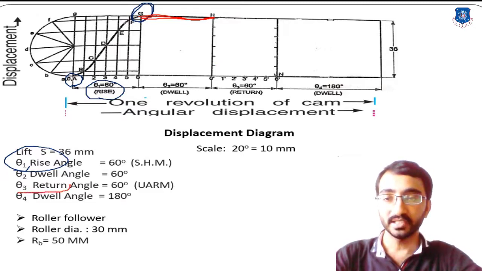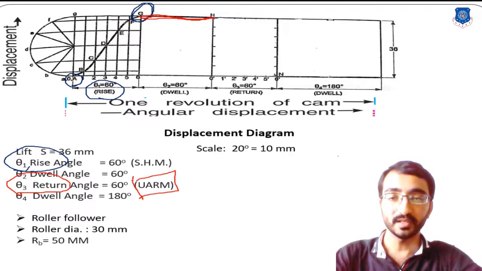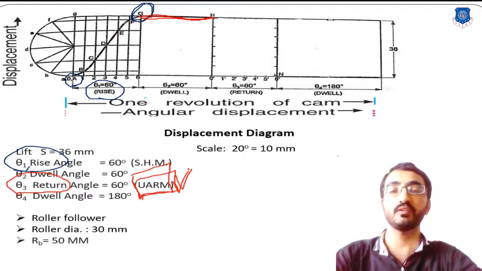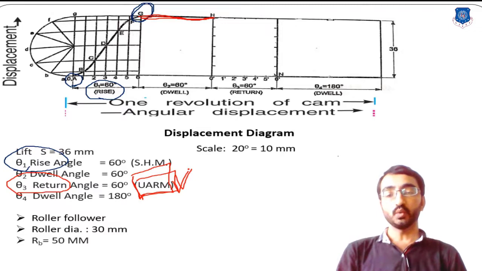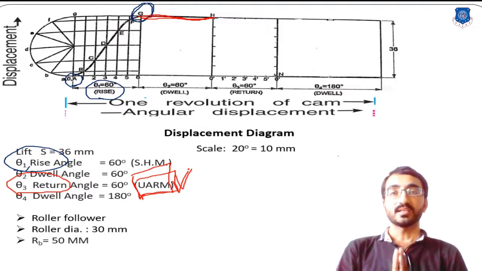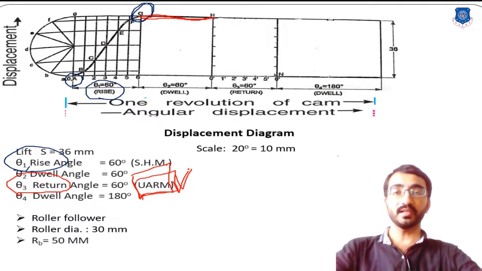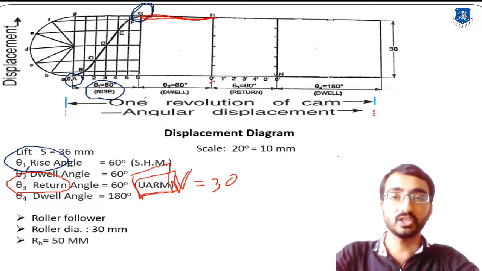Okay, so now during the return stroke, it is moving with UARM. Be careful, over here they have changed the type of motion in the return stroke. UARM, that is uniform acceleration and retardation. Now what we have to do in UARM? In the UARM method, simply we need to divide this horizontal line into 6 equal parts. So again, this theta 3 line, which is given as 30 mm, divided into 6 equal parts, that will give you the notation 0, 1 dash, 2 dash, 3 dash, 4 dash, 5 dash and 6.